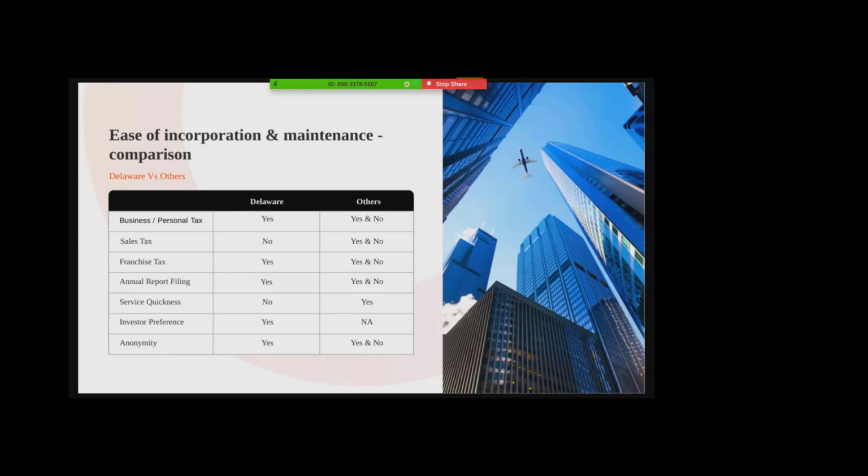And Delaware has very good anonymity. For example, if you don't want anybody to know who owns the company, that can be achieved in Delaware. Other states offer it too, but Delaware is very famous for it. For example, if the IRS sends a notice to the state of Delaware asking who the owner is, they will not reveal the information. A very strict anonymity is followed there.